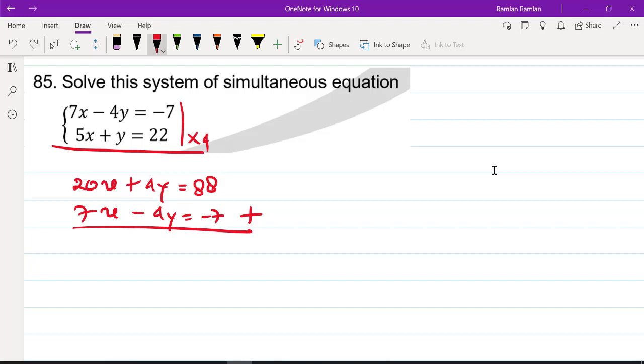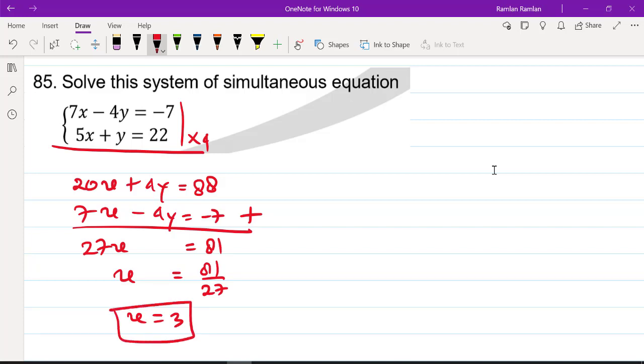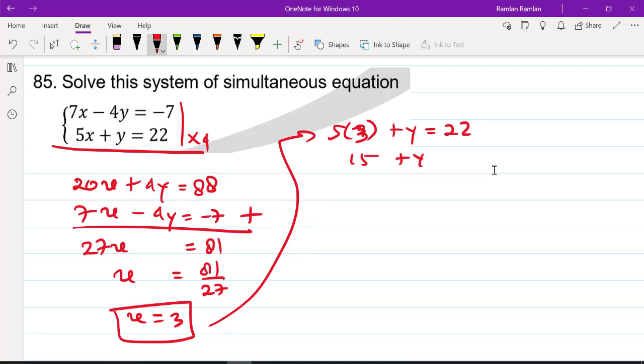So 20x plus 7x is 27x, and the y is gone because it's just 0, and this becomes 81, right? 88 plus negative 7 is 81. So x equals 81 divided by 27, and x equals 3. To find the other variable, just plug this x into one of the equations. I'm going to use this equation. So 5 times 3, since x is 3, plus y equals 22. 5 times 3 is 15, which means y is 22 minus 15, which equals 7.